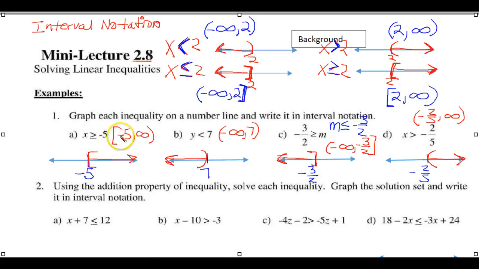Bracket, -5, positive infinity. It's coming from negative infinity. Don't forget to put the negative sign there. And again, infinity always has a parenthesis, comma, 7, parenthesis. And again, putting it in this form, it's coming from negative infinity, comma, negative 3 halves, bracket, right from the graph. And again, right from the graph, parenthesis, negative 2/5, comma, infinity, parenthesis.